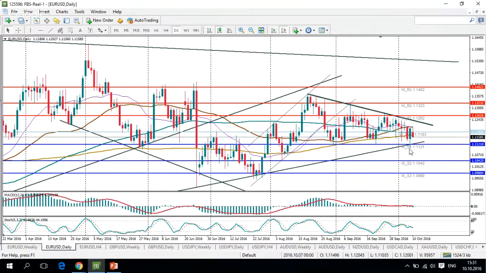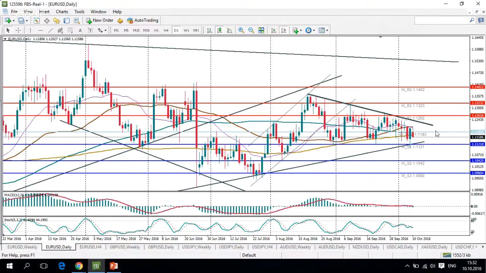I think that we are now moving to 1.1120 support. This is the minimum of September 21st and also the minimum of August 31st. So it is a rather important support level. Also here we have the blue line. It is the first weekly pivot support line.